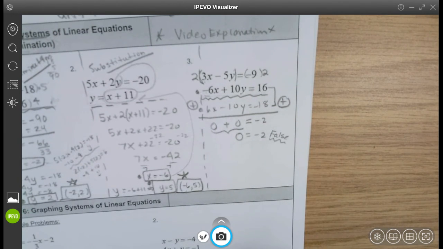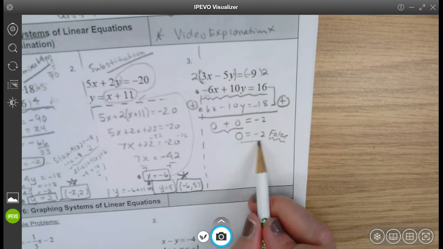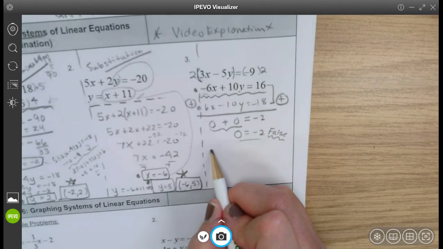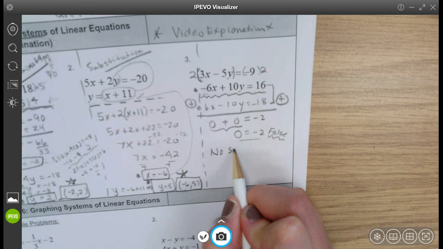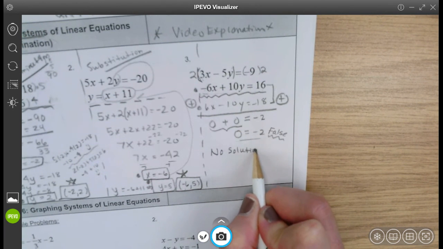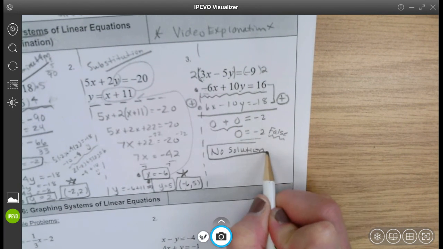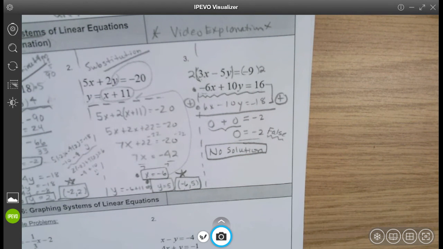So because we lost letters, we know that there's a special answer. And because this situation is not a true math statement, we know that there's not one letter in the universe that's going to make this work. So we say no solution. That means if you graphed them in Desmos, they would be parallel lines and never cross.